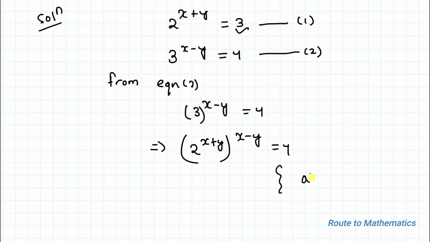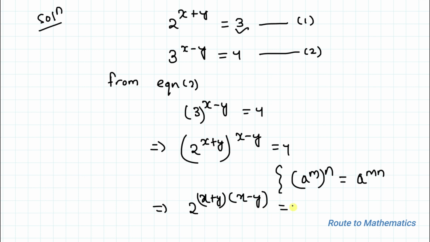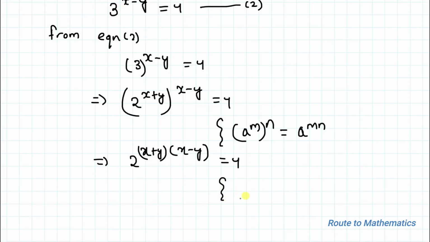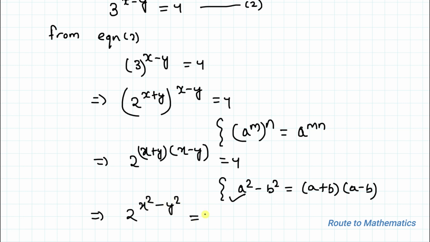So we know an exponential law, that is (a to the power m) whole to the power n is nothing but a to the power mn. So the powers get multiplied. So here we have 2 to the power (x plus y) multiplied with (x minus y) equals 4. So we know an algebraic identity, that is a square minus b square is nothing but (a plus b) multiplied with (a minus b). So by applying this algebraic identity, we can write 2 to the power x square minus y square equals 4.